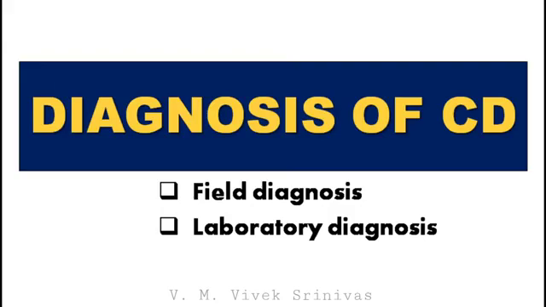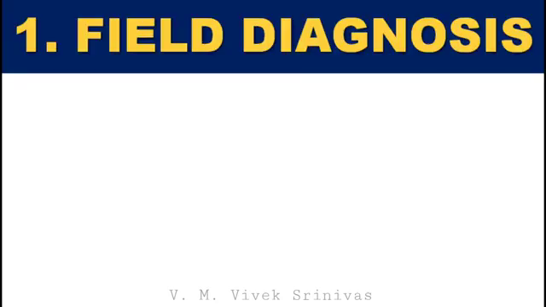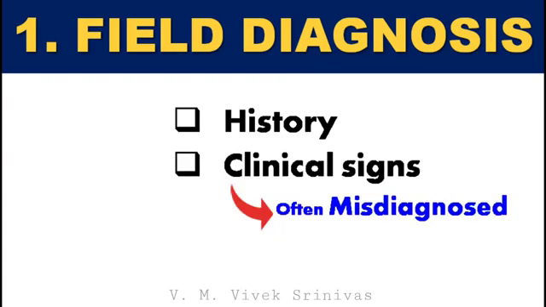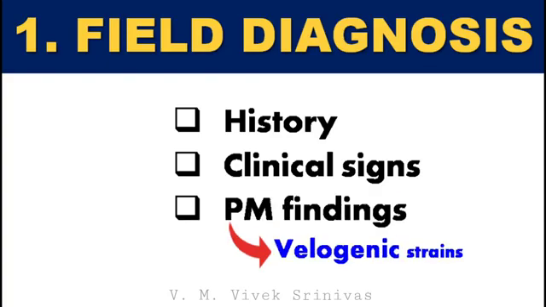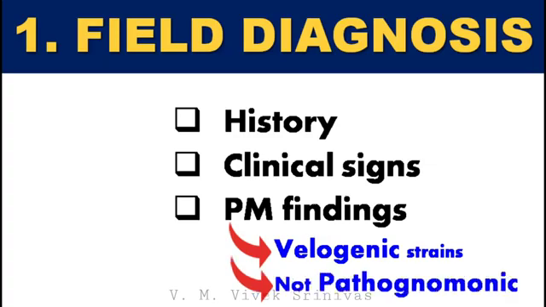Diagnosis can be done at field level or in the laboratories. Field diagnosis is based on the history, clinical symptoms, and postmortem findings. As we already discussed, signs and symptoms are often misdiagnosed for other poultry diseases, and only velogenic strains produce gross lesions, which are not pathognomonic.